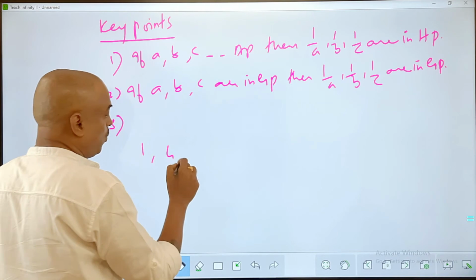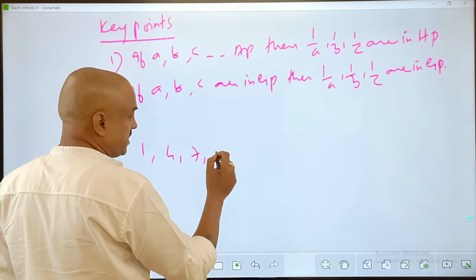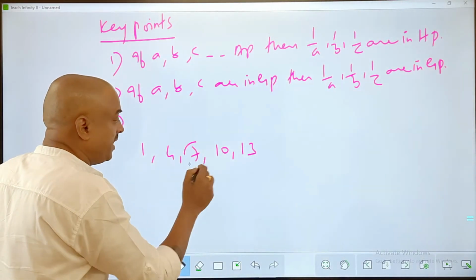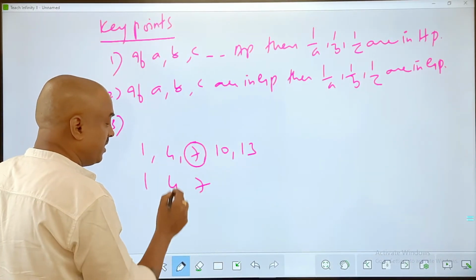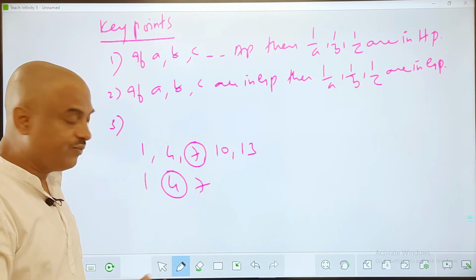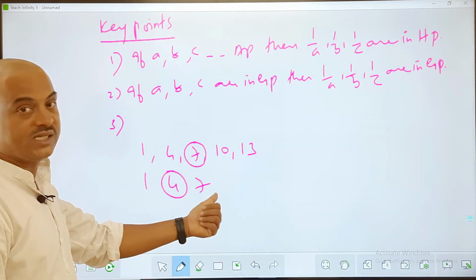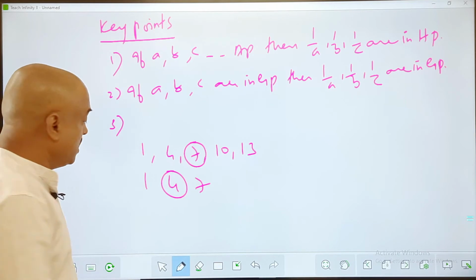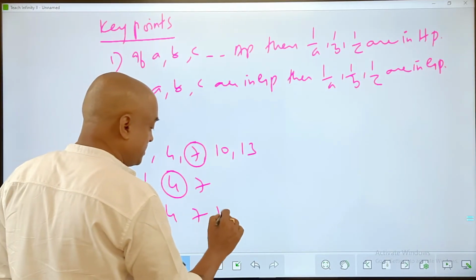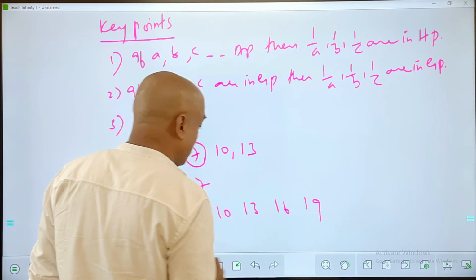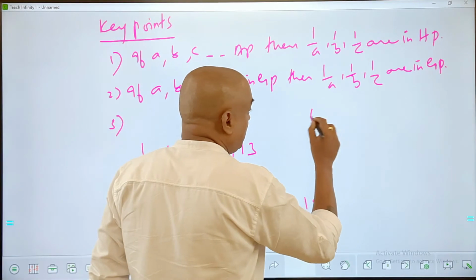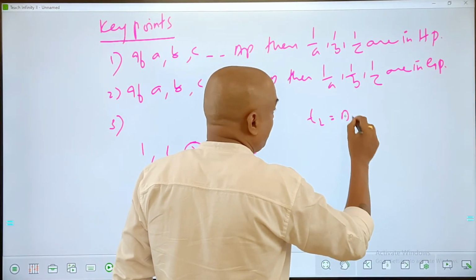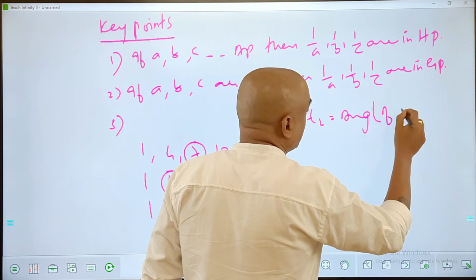If it is 1, 4, 7 and say for example 10 and 13, these are in arithmetic progression, the average will be the exactly middle term. If I have just 1, 4 and 7, 4 is the average of the three terms. If you want, you can cross check. 1 plus 4 is 5, 5 plus 7 is 12, 12 upon 3 is 4. So if you know 1, 4, 7, 10, 13, 16 and 19, blindly the middle number is going to be the average. What I understand, second term is average of three terms.